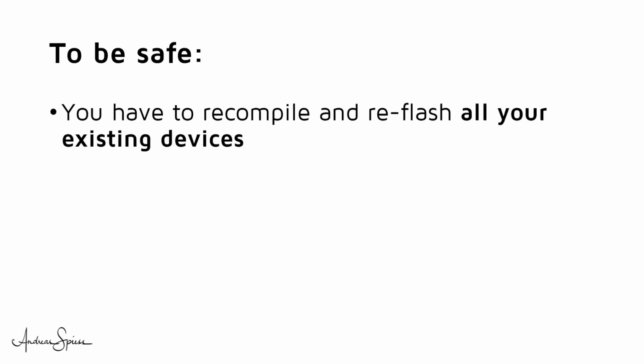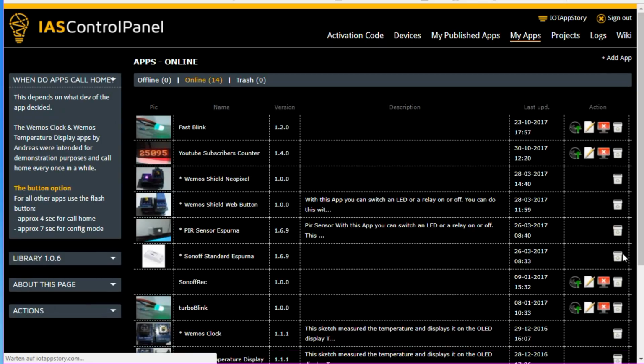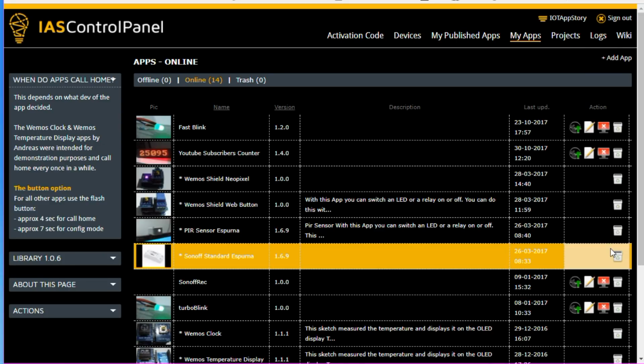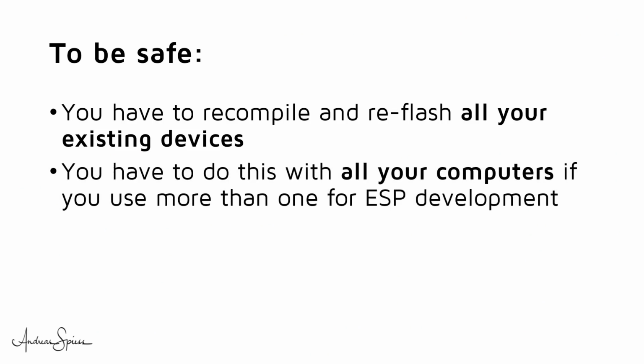Please keep in mind that you have to recompile and reflash all your existing devices. Of course, this is easier if you already use iotappstory.com. Then you just upload your newest firmware version to your app. The rest is done by your device. And keep in mind that you have to do this with all your computers if you use more than one for your ESP development.